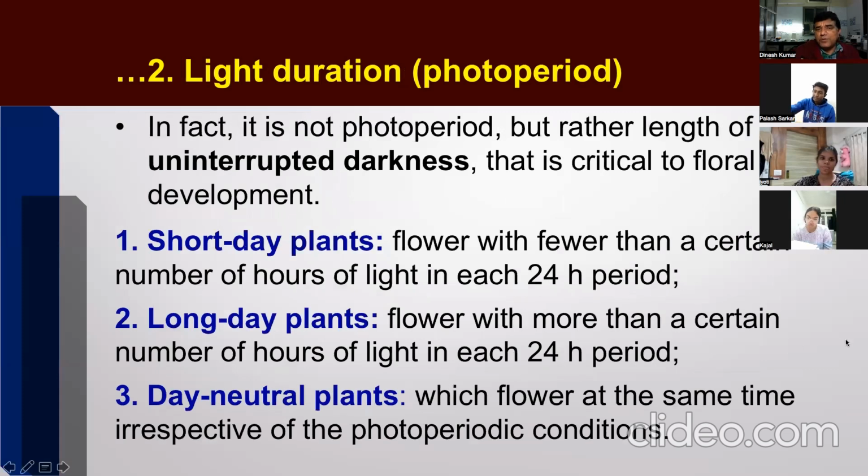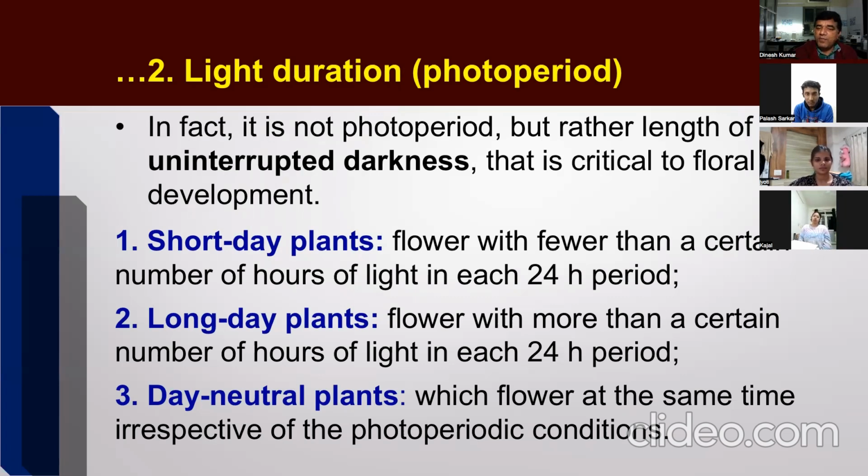In fact, it is not the photoperiod, but rather the length of the uninterrupted darkness period. This darkness period has to be uninterrupted. No interruption should be there. That is critical to the development of flowering. So now see how a short day plant is defined. They flower with fewer than a certain number of hours of light in each 24-hour period. So less than the critical photoperiod is required for these short day plants.